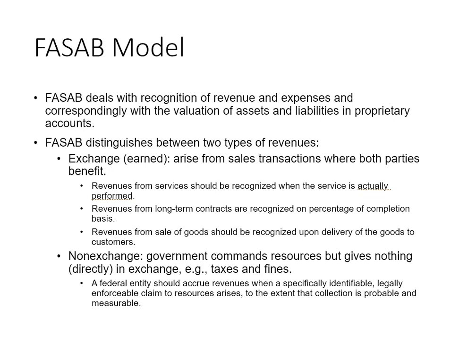Alright, so we have introduced the budgetary assistance and the budgetary accounting for federal government. Now we move to the second track, which is accrual-based accounting, FASB model. The FASB deals with recognition of revenues and expenses, and correspondingly with valuation of assets and liabilities in proprietary accounts.